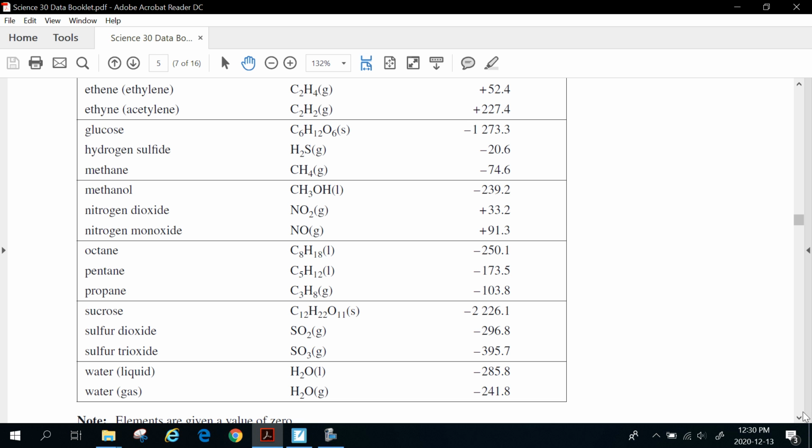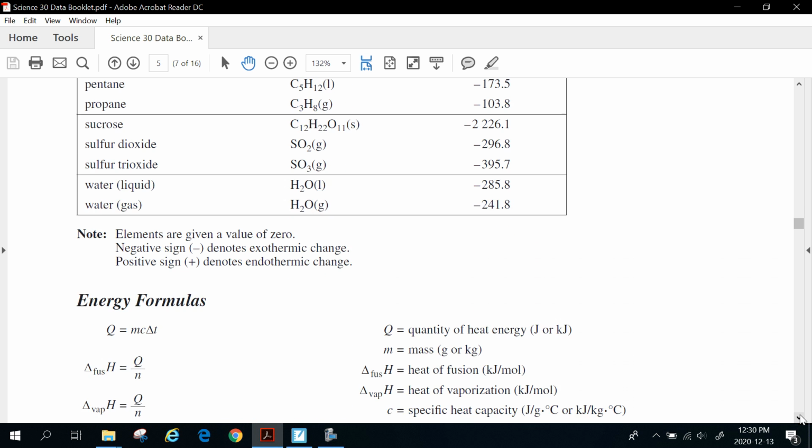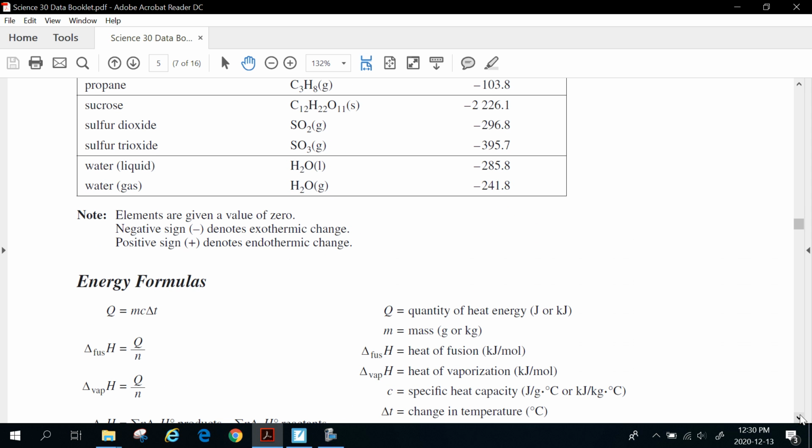Just a note about the last two at the bottom, they are both water. So pay particular attention to this in the question. Is water in the liquid state or a gas state? So if it is a combustion reaction, we do assume that it's going to be a gas that is produced. So then you would use the number right at the bottom for your calculations, negative 241.8 kilojoules per mole. Of course, if you use the wrong one, then you do end up getting the wrong answer in the end.